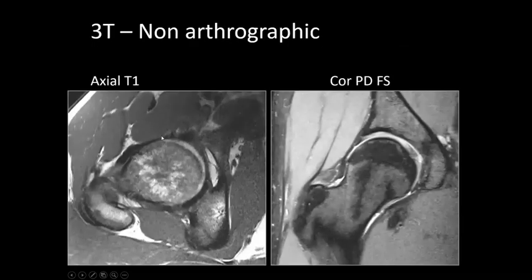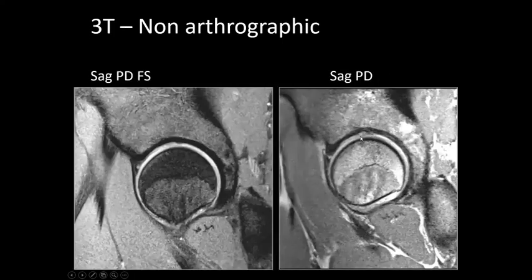So these are the images of the hip joints using the non-arthrographic technique on the 3 Tesla scanner. So there's no gadolinium injection in the hip joint whatsoever. But also you can actually see very well how the labrum looks very clearly here, the triangular hypointense structure at the margin of the acetabulum. So this is how the labrum looks on the non-arthrographic technique.